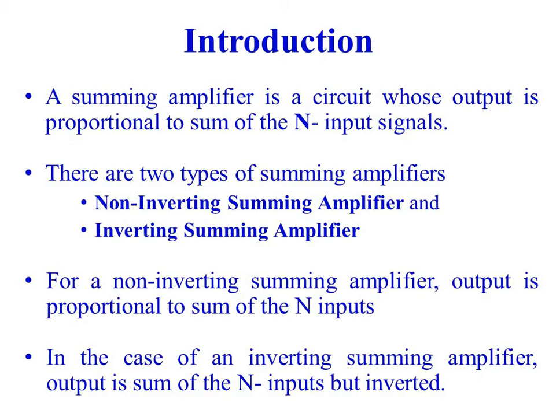There are two types of summing amplifiers: non-inverting summing amplifier and inverting summing amplifier. For a non-inverting summing amplifier, the output is proportional to the sum of the n inputs. In the case of an inverting summing amplifier, the output is the sum of the n inputs but inverted.